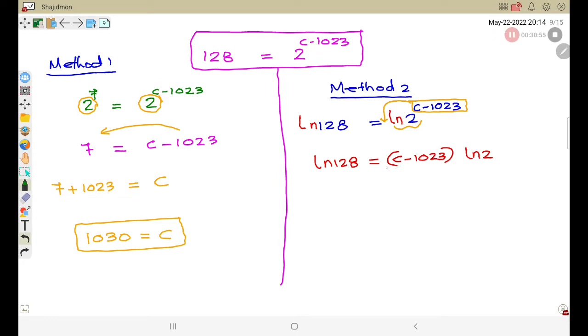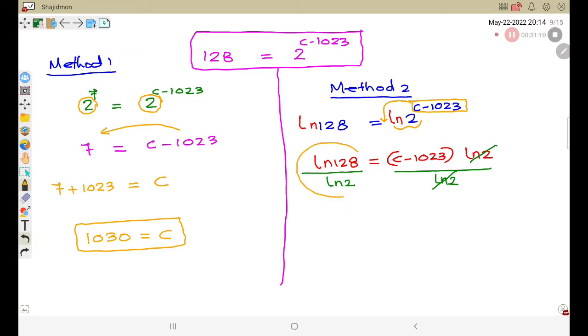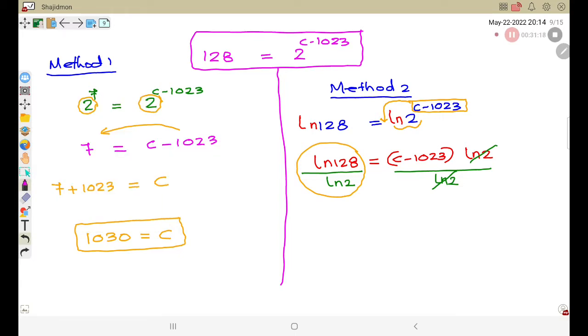Now after that we need to find the c number, correct? So divide both sides by ln 2, because we need to cancel that ln 2. So this ln 2 and ln 2 will cancel. Now the left side you can check by calculator, ln 128 over ln 2. Once you enter it in your calculator, you will get 7. So 7 equals what remains on the right-hand side, c minus 1023. See, we have reached the same step here.